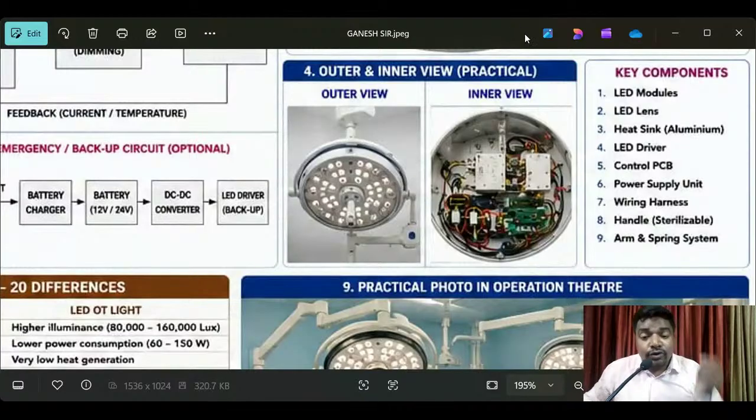That's why you have to understand, as a biomedical engineer you should follow the ethics of human technology. I'm saying all this information because it is very important to lead your life successfully. Outer view, inner view, see here, the OT light purpose. Now the key points: LED modules, LED lens, heat sink aluminum, LED driver, control PCB, power supply unit, wiring harness, sterilizable handle, arm and spring system.